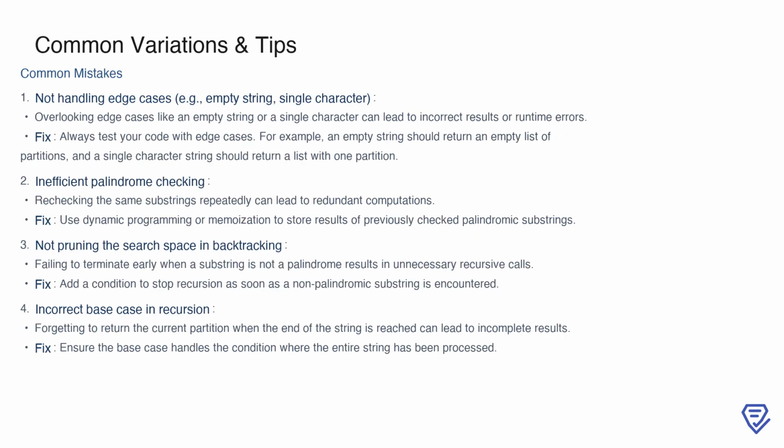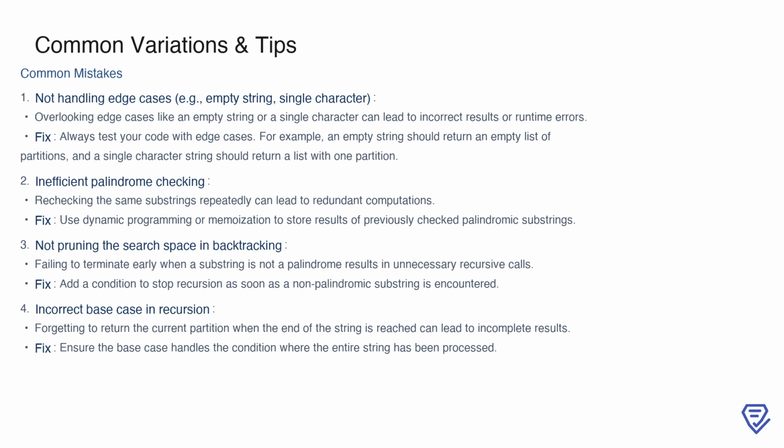When solving the palindrome partitioning problem, there are a few common mistakes that can trip you up. First, not handling edge cases like an empty string or a single character string is a frequent issue. For example, an empty string should simply return an empty list of partitions, while a single character string should return a list containing just that character as a single partition. Testing your code with these edge cases is key to avoiding errors.